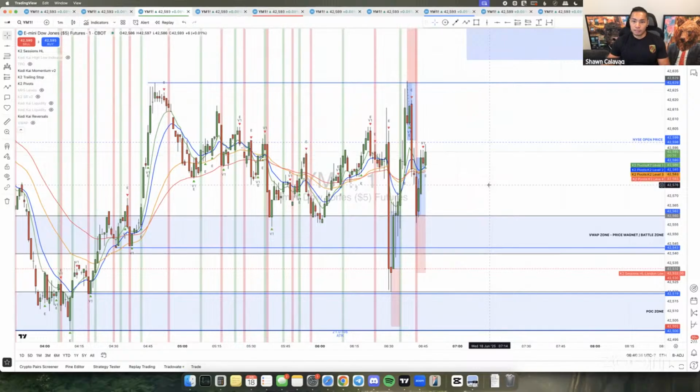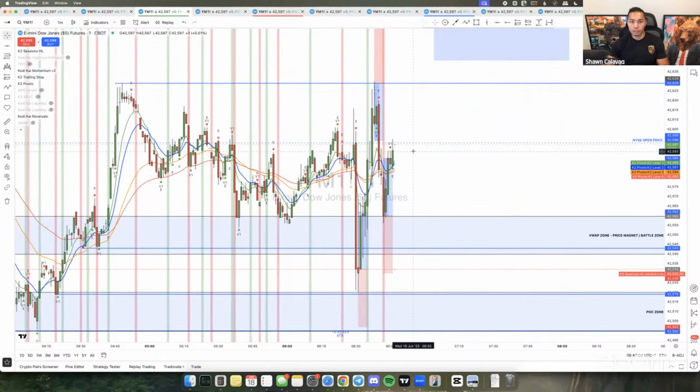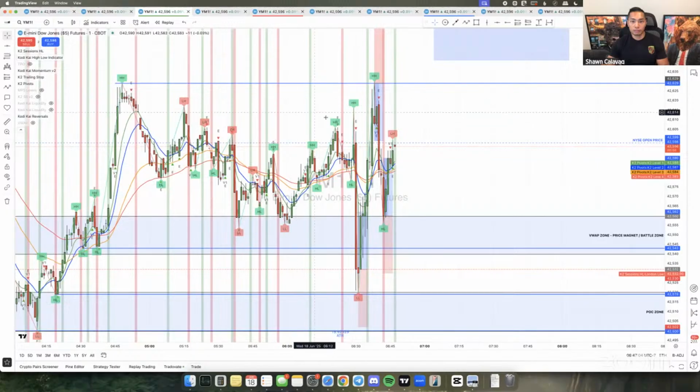It looks like price is really respecting this price magnet that we have down here. Price pushes away, comes back down, bounces right off the magnet. It's technically two price magnets here. This is a VWAP price magnet, and this is a point of control price magnet with regard to volume. Also got opening price right there.